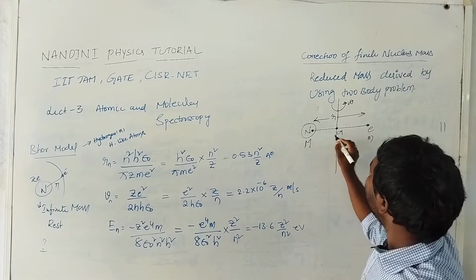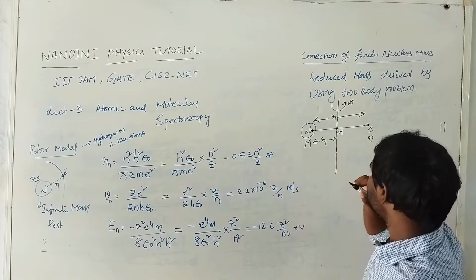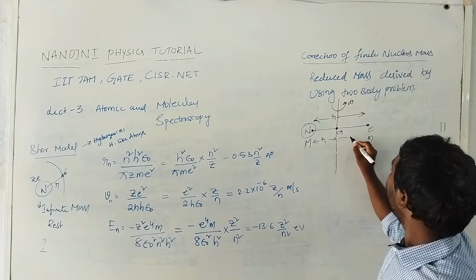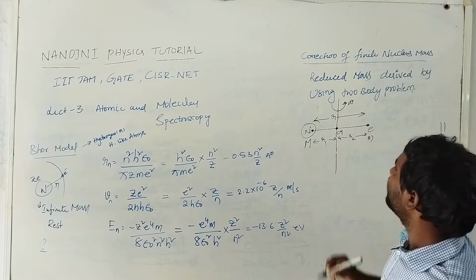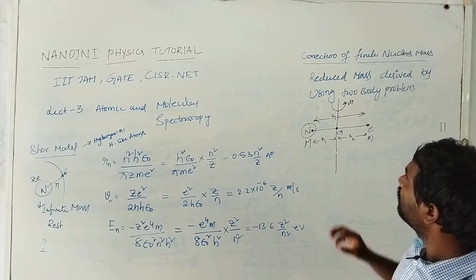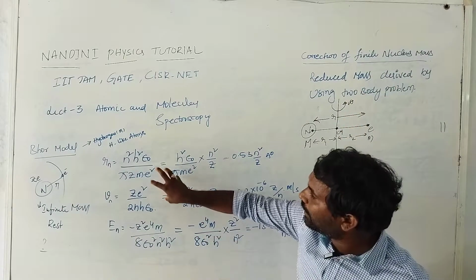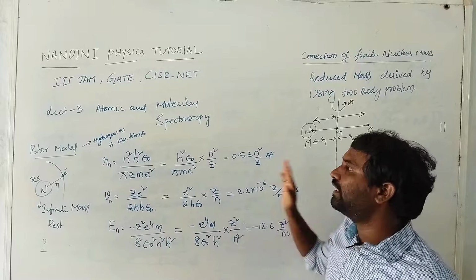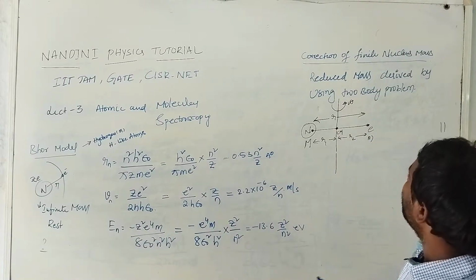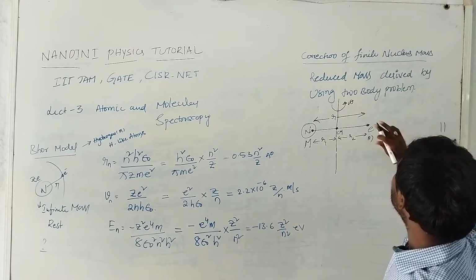The distance between the nucleus and the center of mass is r1, and the distance between the center of mass and the electron is r2. Now I want to derive the reduced mass, and then introduce this reduced mass into these equations, so it will automatically change for the finite nuclear mass system. I want to use this diagram once again. There are two assumptions.